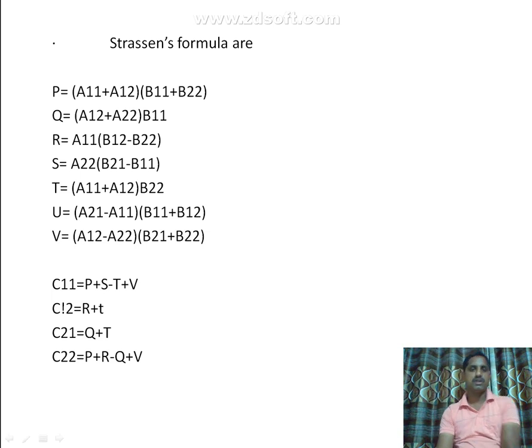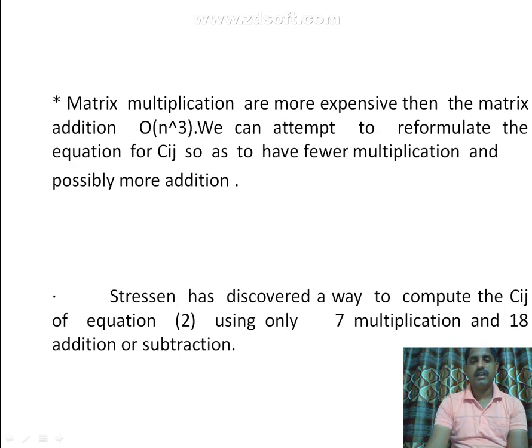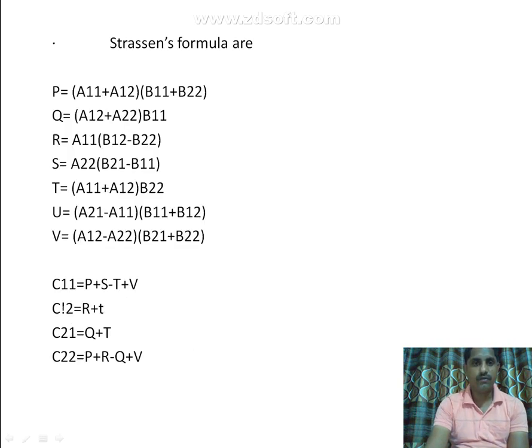Okay, here totally 1, 2, 3, up to 18. So 18 additions and subtractions, and 7 multiplications. See, 1, 2, 3, 4, 5, 6, 7. In Strassen's matrix multiplication, we are using 18 additions and subtractions and 7 multiplications.